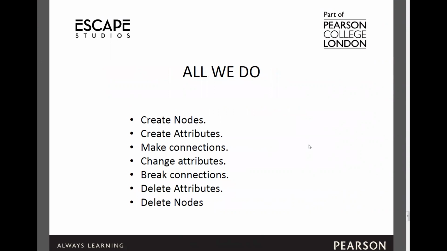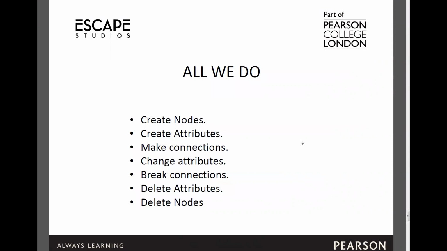We can break connections between these networks and change the way that they behave. And we can also delete some attributes and delete nodes. So that's all we're essentially doing. Mostly, you're either going to create nodes, break them or connect them together, or you're going to create some attributes and process them and change those values.